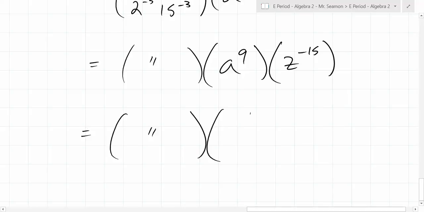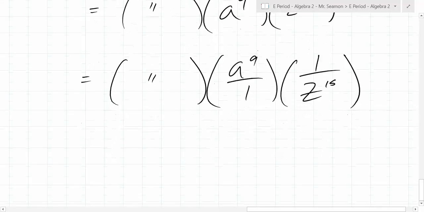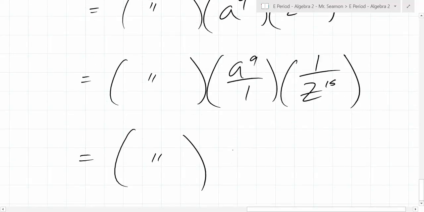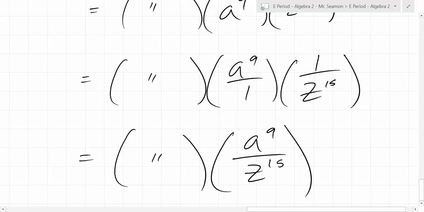So what does this become? A to the 9th over what? Z to the 15th. Yeah, it'd be a to the 9th over 1 times 1 over Z to the 15th. So I'm just going to combine them. But I'll write that out. So that's a to the 9th over 1 times 1 over what? Yes, Z to the 15th. So this becomes that number, whatever it is, times a to the 9th over Z to the 15th. You see how I didn't try to do too many things at once? Break it down into small, easily digestible steps.